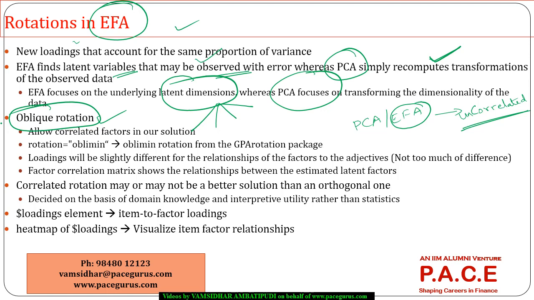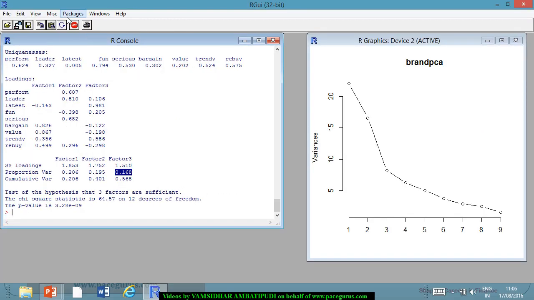Here the objective of the rotation is to change the loadings on the variables in such a way that the overall variance is still the same. The overall proportion of the variance contributed by each of the factors will still remain the same, but the correlation will not necessarily become zero. So this is where we use oblique rotation. If I want to bring in the correlation from my data, I can use this concept quite comfortably. So I'll use a GPA rotation package.